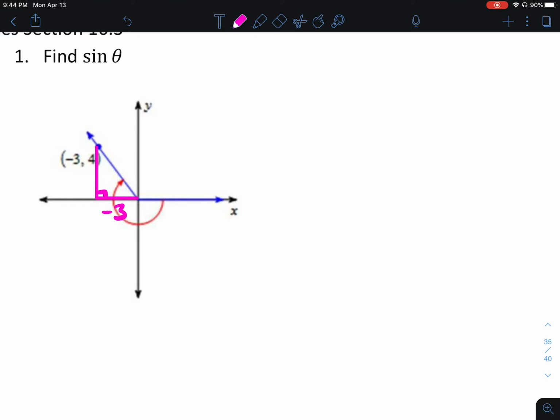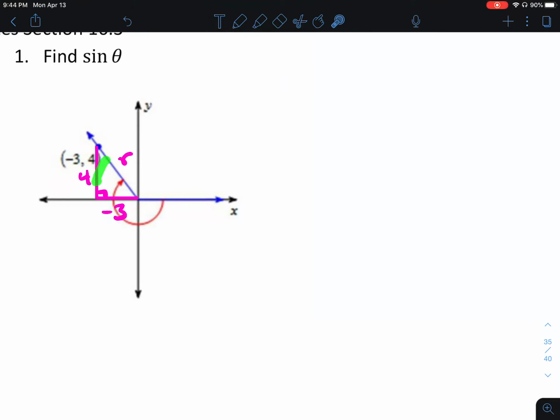We're told y is 4, so in this triangle, y is 4. What we don't know is what r is. This is an example, I think it's the first time this happened in this class, where we are saying that this length in this triangle is a -3. Because we're going left. Left means negative in this context.